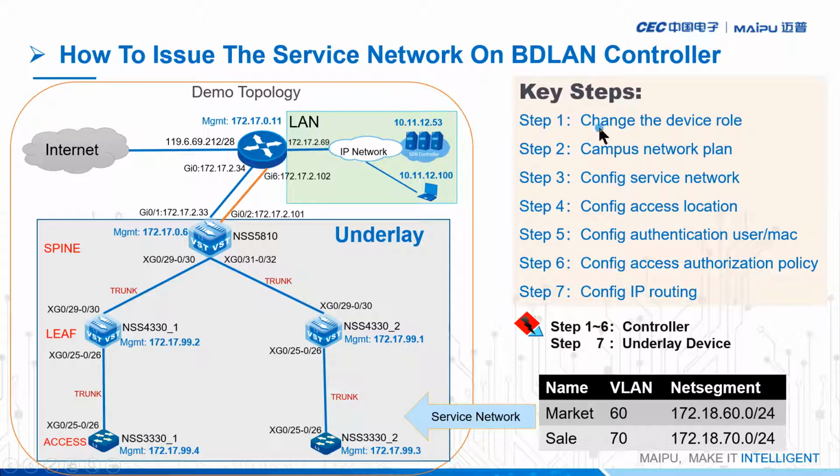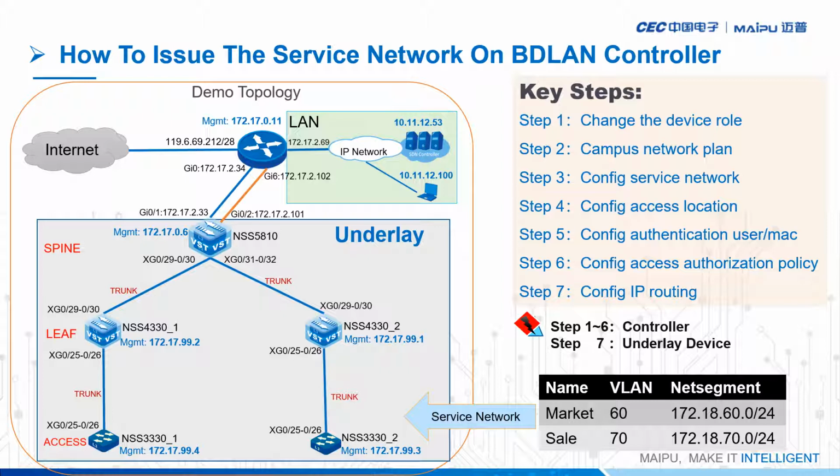The step 1 is change the device role, because the BDLAN controller will issue the corresponding configuration based on the device role. There are 3 types for the device role: core, aggregation, and access. Okay. The step 2 is campus network plan.